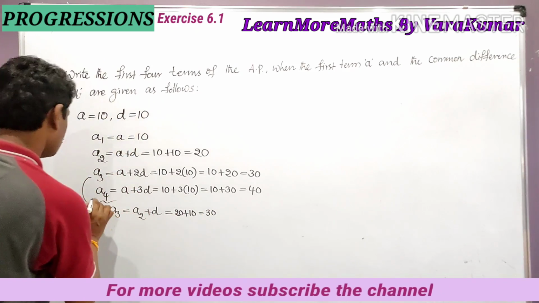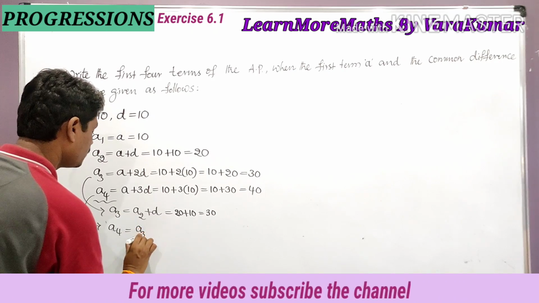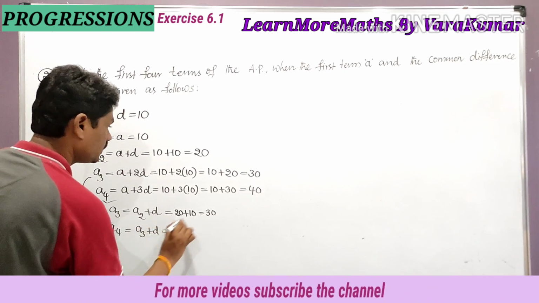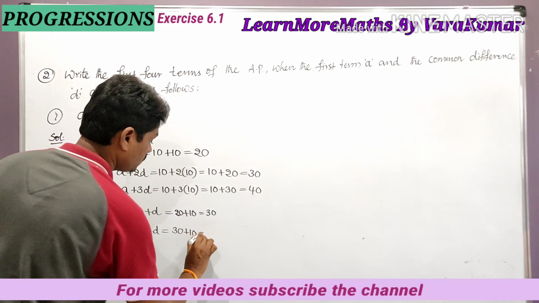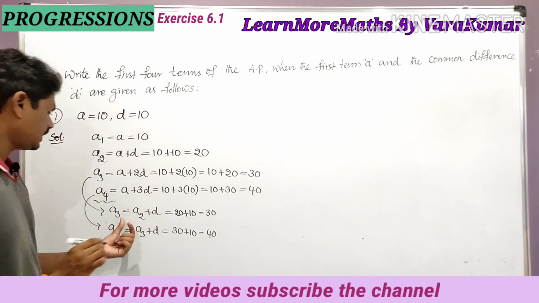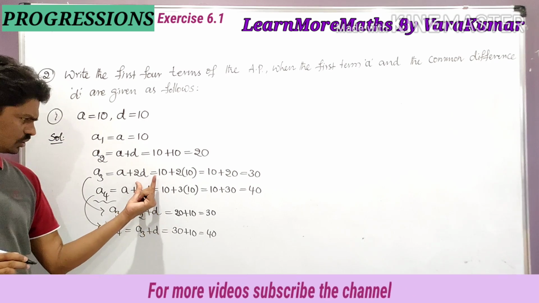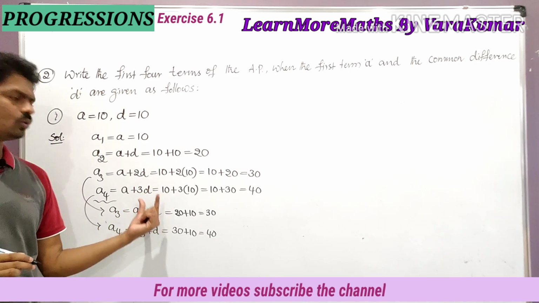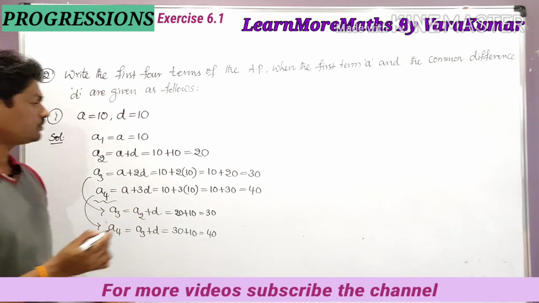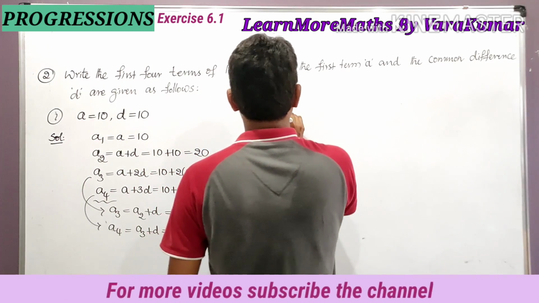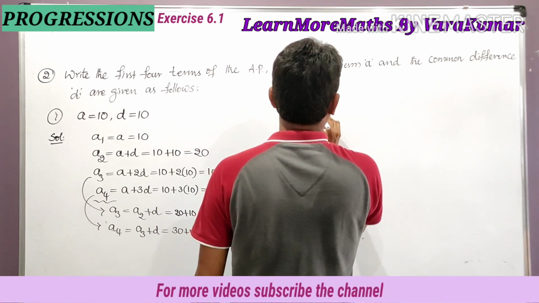Like this we can find. So a4 is equal to a3 plus d, student. a3 is 30, plus d is 10, that is 40. So you can find using the formulas. These formulas are these. So these are the first 4 terms.